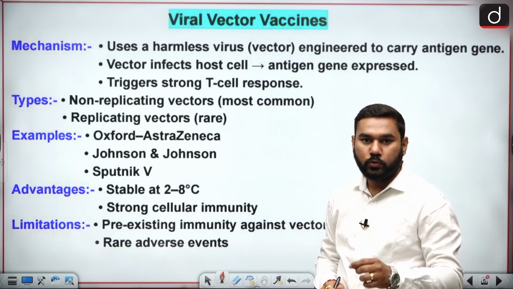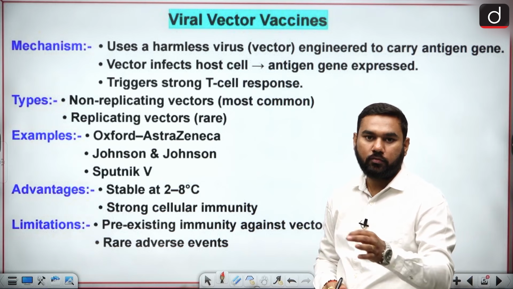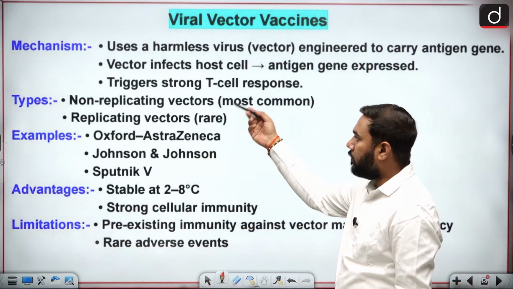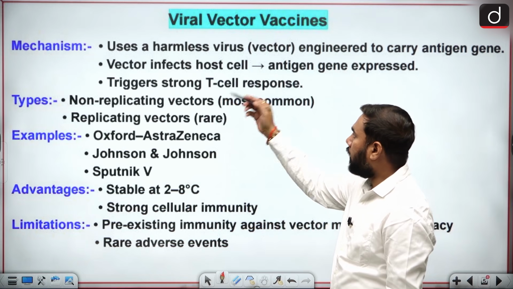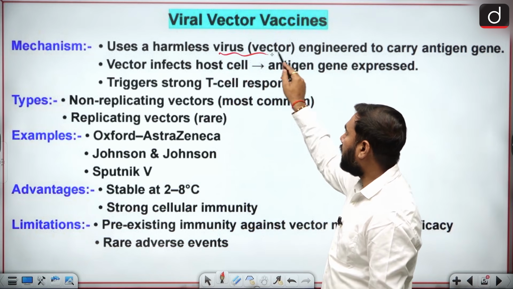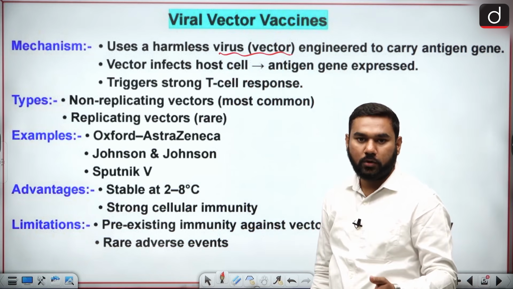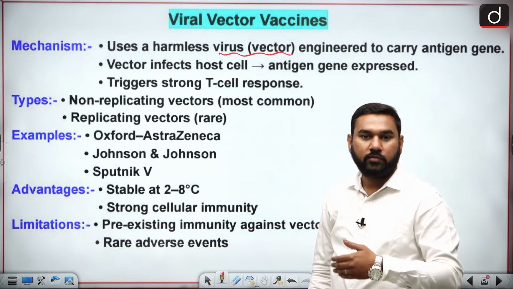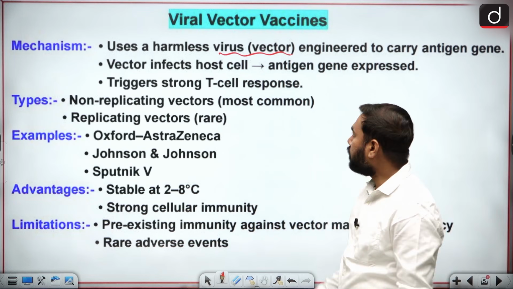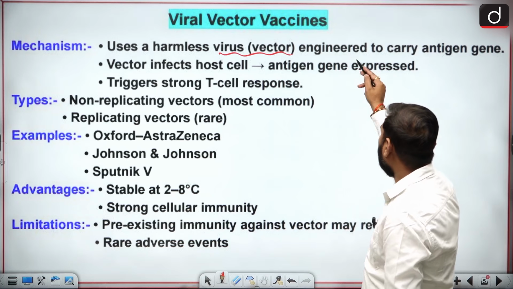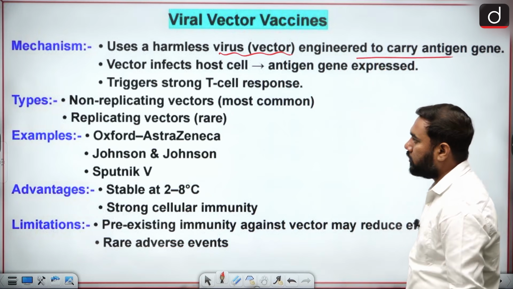Next one, viral vector vaccine, and the name is very simple, viral vector. It means you are using a virus as a vector for vaccination. So what is the mechanism? We use a harmless virus, meaning we can minimize the infective percentage of the virus and the infective ratio becomes degraded. Then you can use it, engineered to carry the antigen gene.